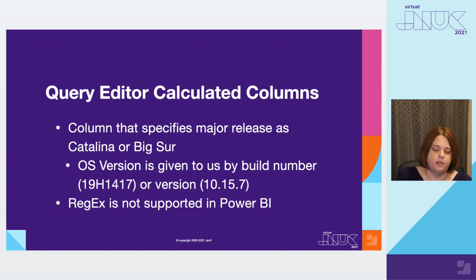So the other thing that I found that was interesting was that not necessarily the information that comes down from Jamf might be exactly useful, or it might be put in a way that I would like to have it a little bit different. So, for example, I wanted a column that specified a major release as Catalina, Big Sur, Mojave, etc. We are given the information as OS version or build number, which you can search on in Power BI, but anybody that sees my comment about regex not supported in BI was probably already guessing that this makes it very difficult to search by OS version. So I want to bypass that and just go ahead and make my own column.